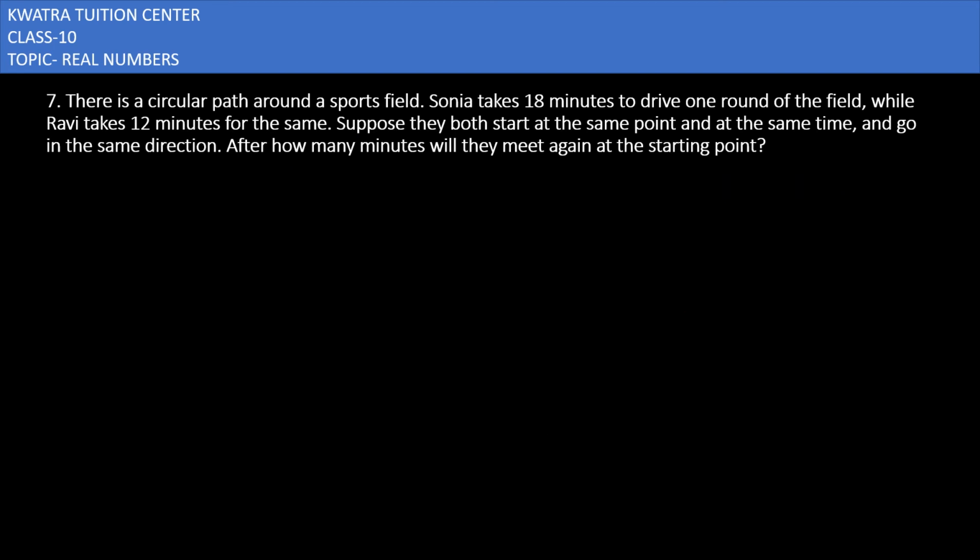Let's start with question number 7. It says there is a circular path around a sports field. Sonia takes 18 minutes to drive one round of the field while Ravi takes 12 minutes for the same. Suppose they both start at the same point at the same time, go in the same direction. After how many minutes will they meet again at the starting point?